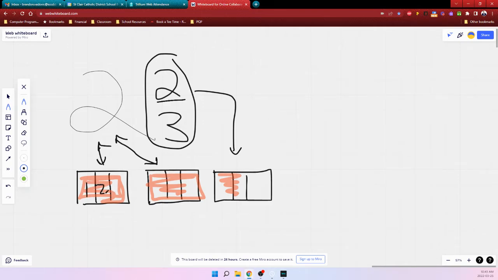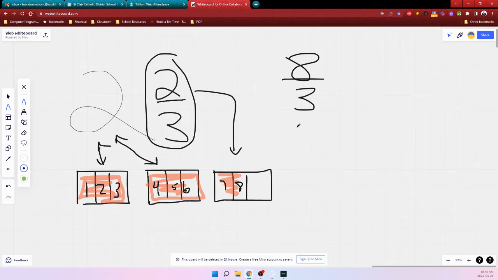So I've got 1, 2, 3, 4, 5, 6, 7, 8. I've got 8 thirds. They're already cut into thirds. So there's my first one, there's my second, there's my third, fourth, fifth, sixth, seventh, eighth. So that's one way that we can look at doing that.